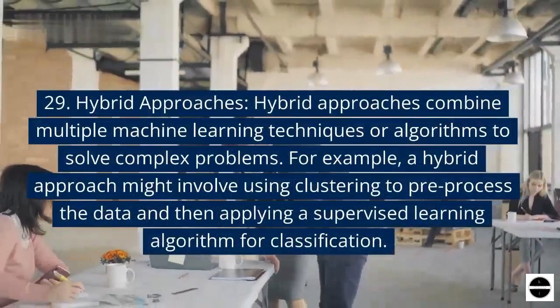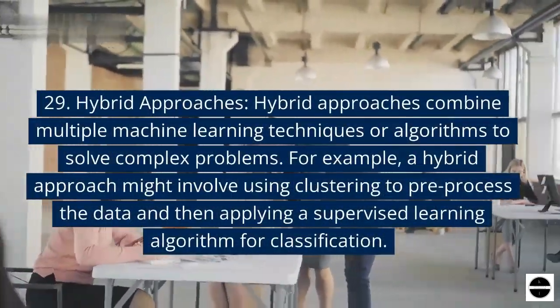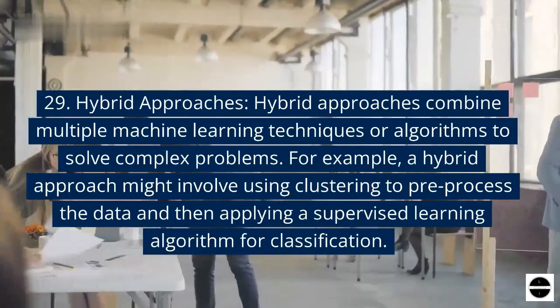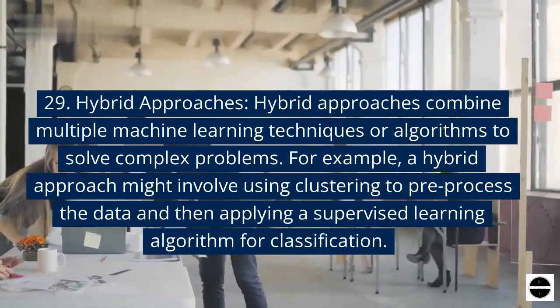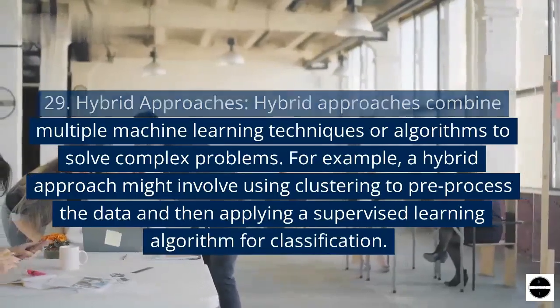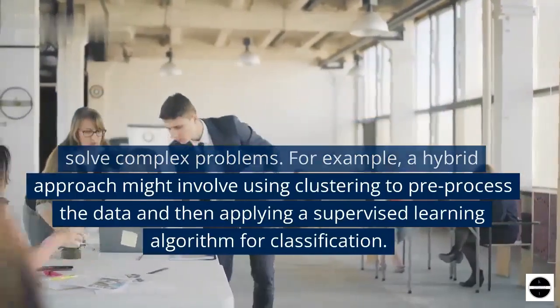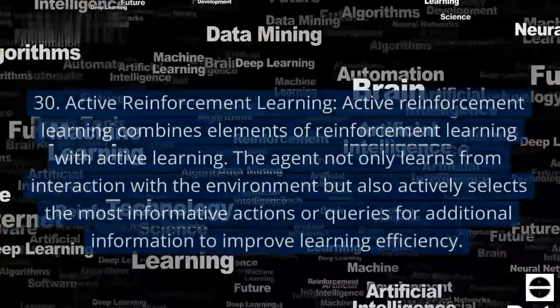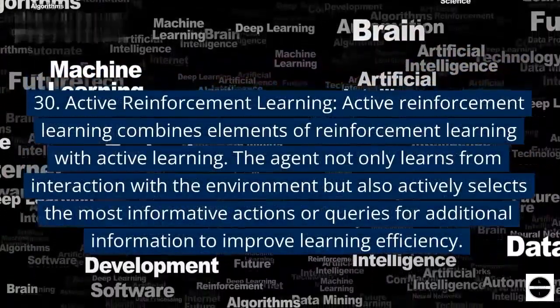29. Hybrid approaches. Hybrid approaches combine multiple machine learning techniques or algorithms to solve complex problems. For example, a hybrid approach might involve using clustering to pre-process the data and then applying a supervised learning algorithm for classification.